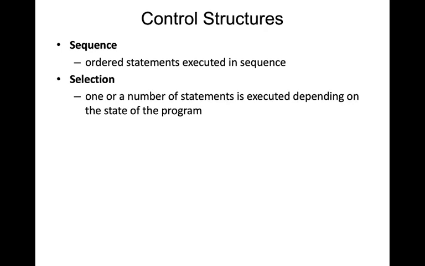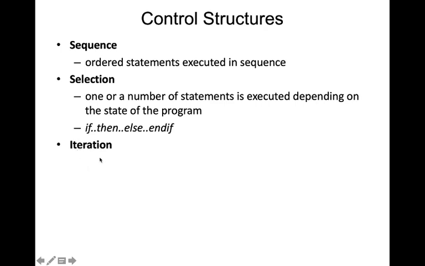Then we have the second kind of control structure, which we call selection. Here, one or a number of statements is executed depending on the state of the program. That is, we will specify some condition, and if it is true, we will execute one statement. If it is false, we will execute another statement. This is known as a selection control structure. An example of selection is the if-then-else. We will study the if statement and others in C.